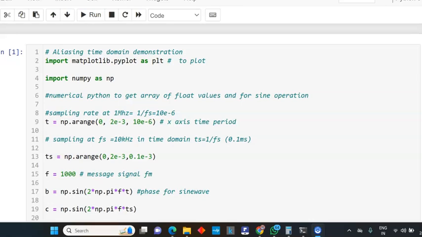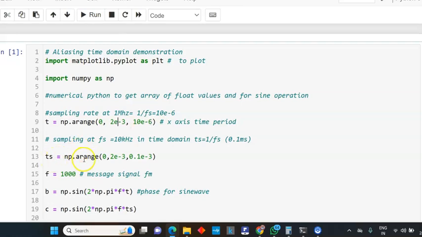So look at this. First, how long we want the signal. That is 2 into e power minus 3, the time duration for which we need the signal. And this 10 e power minus 6 is the increment. That means we need samples every 10 microseconds, that is, the sampling frequency is 100 kilohertz.